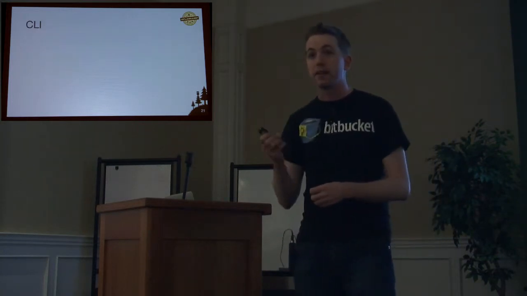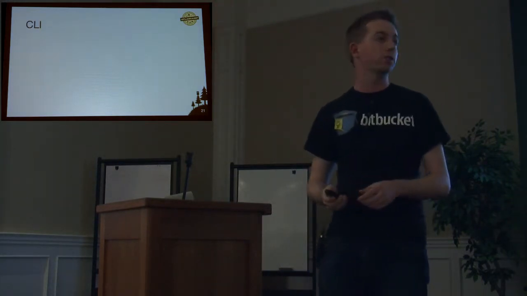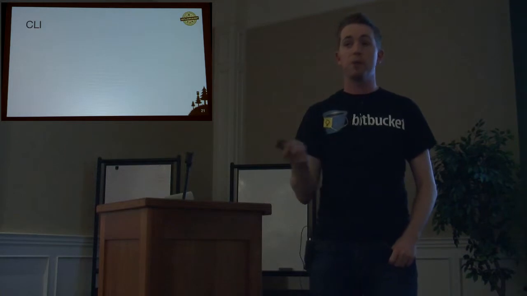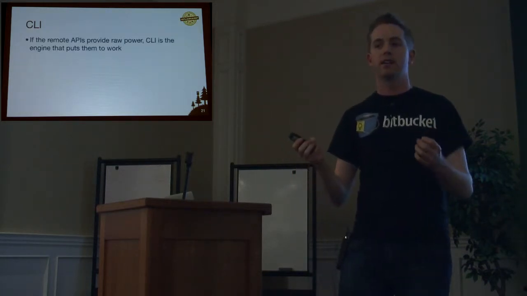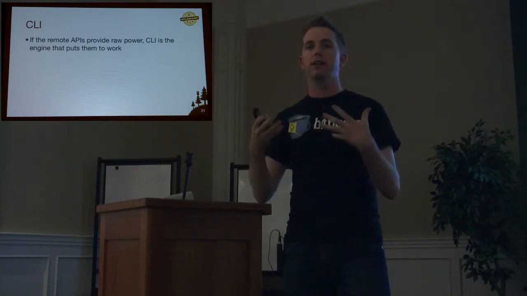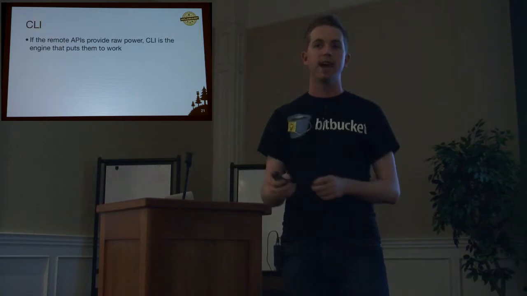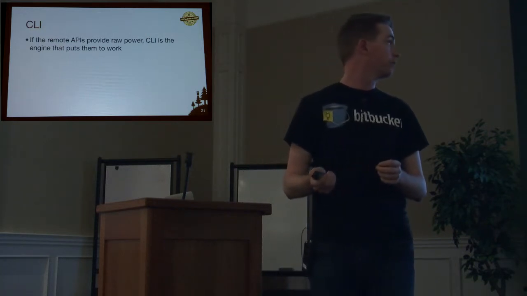The next thing I want to talk about is the CLI. Who uses the CLI here for JIRA, Confluence, or? Okay, about half. That's cool. So for the people that don't know about it, if the remote API gives you raw power, then the CLI is like an engine that's putting it to work and giving you really fast and easy access to all the remote APIs in the products.